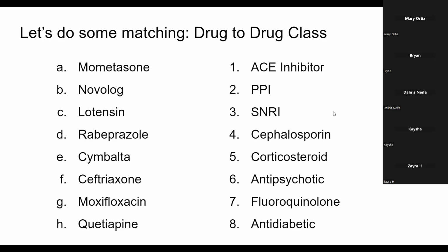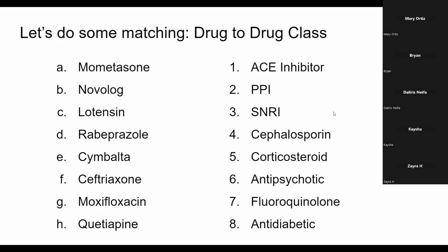All right, so again, we will just review for those joining us, because I know people joined midway through. Drug to drug class. A is mometasone. A goes to corticosteroids, so A is 5. B, Novolog, that is an example of an insulin. So B, Novolog, goes to anti-diabetic, which is 8. Lotensin, benazepril, that is going to, I got lost on the page, ACE inhibitor, which is C. Rabeprazole or Aciphex, that is D. D is paired with a PPI or proton pump inhibitor. Cymbalta is duloxetine. Duloxetine is an SNRI, that's number 3.